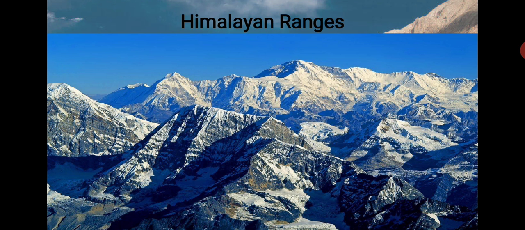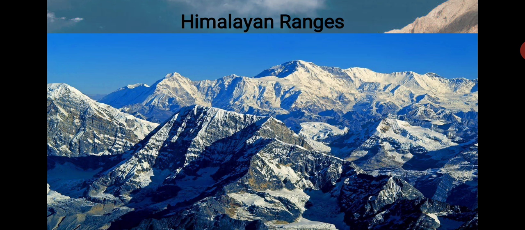The total length of the Himalayan mountains is about 2,500 km, and their average width varies from 150 to 400 km. The Himalayas are divided into three main parallel mountain ranges. They are the Himadri or Great Himalaya, Middle Himalaya or Himachal, and the Shivaliks.